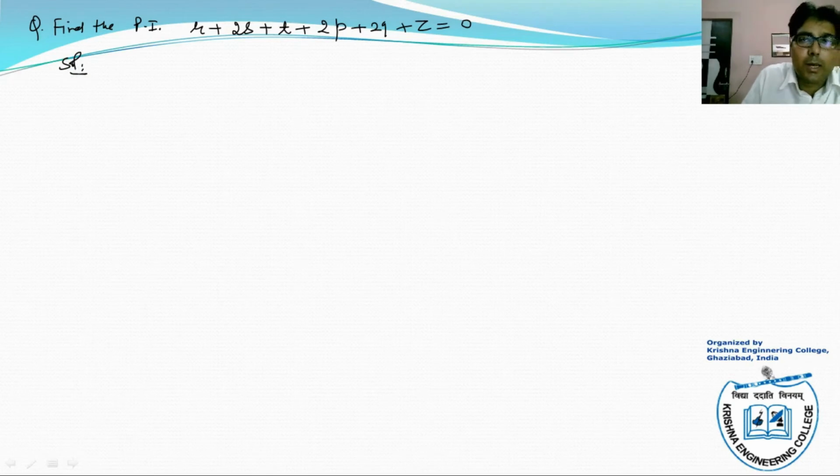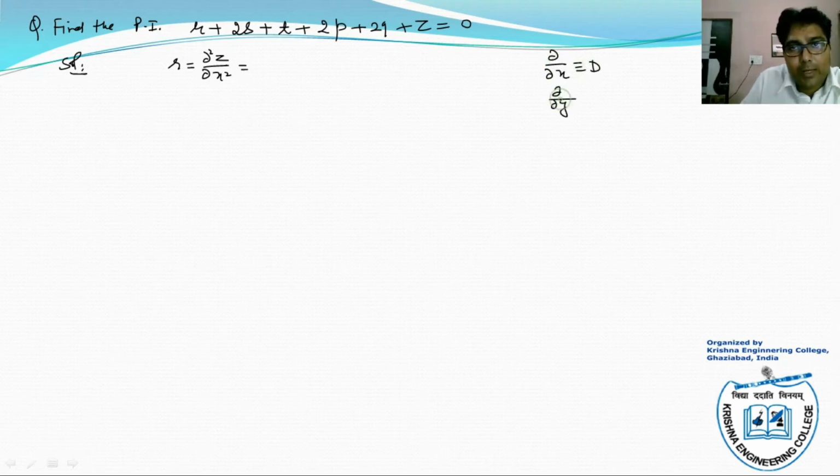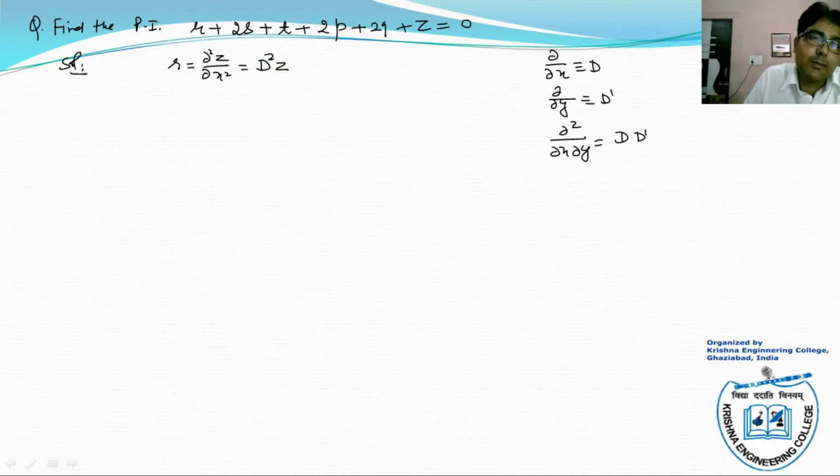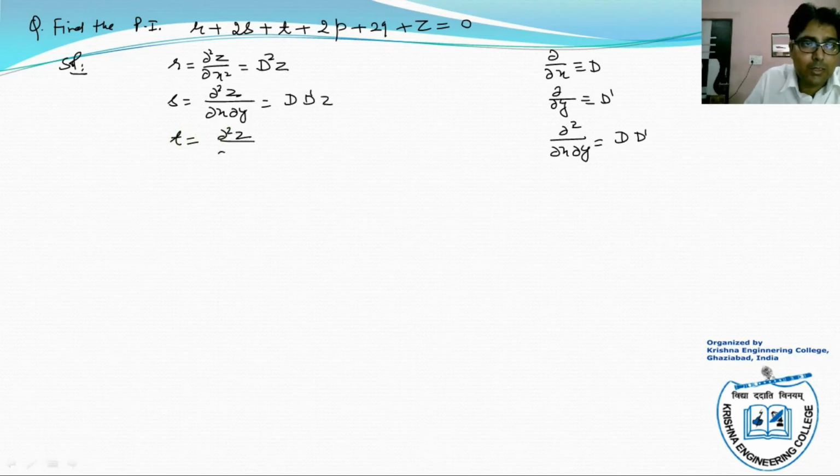R means in the partial differential, R means del square z over del x square, and we know that del over del x is equal to D, and del over del y is equal to D dash, and del square over del x del y is equal to D D dash. Clear? So this becomes D square z. S is del square z over del x del y, so this is D D dash z. T is del square z over del y square, so this is D dash square z.